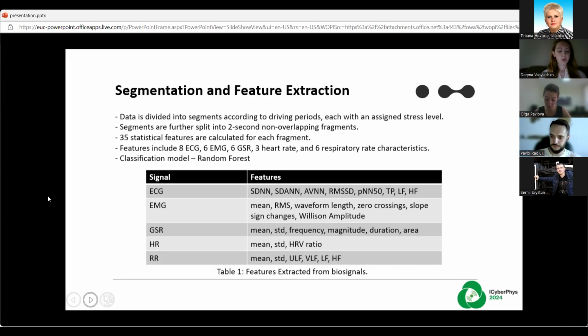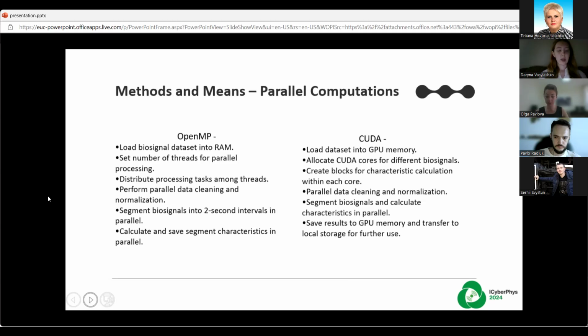As a classification model, we chose random forest due to its robustness and success in similar studies. Random forest is an ensemble learning method that combines multiple decision trees to improve accuracy and reduce overfitting. We optimize the model's hyperparameters using grid search, a technique that systematically tests various parameter combinations to identify the best performing model. To expedite the time-consuming feature extraction and selection process, modern parallel and distributed computing technologies are employed.